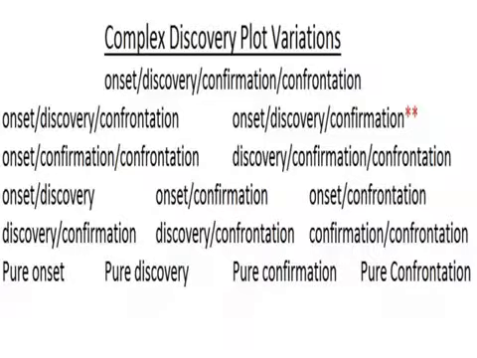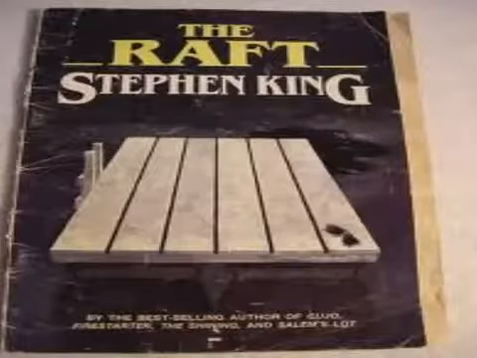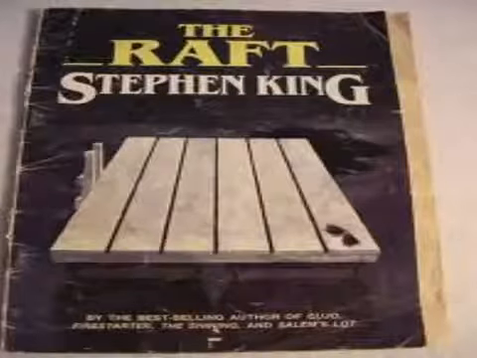So then we go on to, of course, one-part variations. Pure onset, pure discovery, pure confirmation, and pure confrontation. I'm really going to have a hard time with those. Pure onset, The Raft by Stephen King is the one that is used. As I said, these are going to get shorter and shorter because that's a really bad picture.